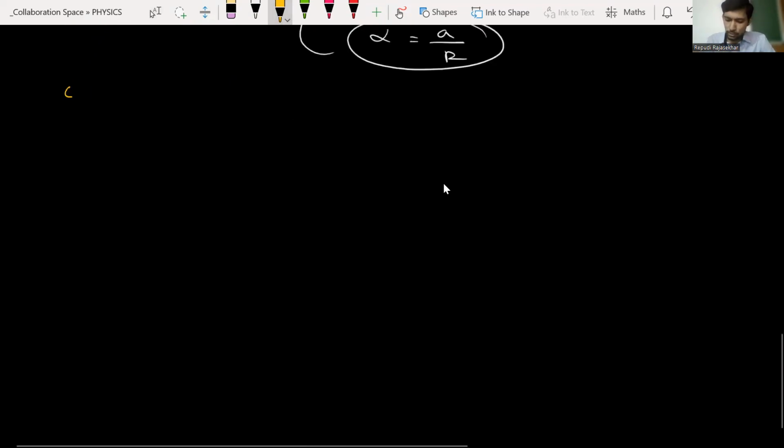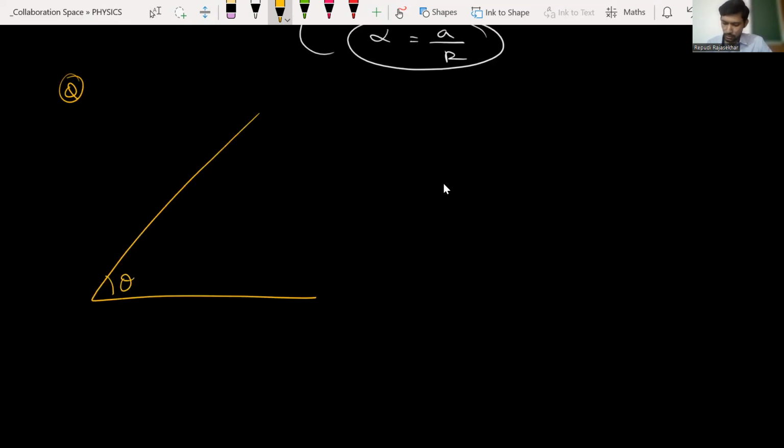Now, one last question I discussed based on this. There is an inclined plane given. The angle of inclination is theta, and a cylindrical object is given here like this. The object is tied with the help of a string like this. The mass is given as m and the radius of the cylindrical object is given as capital R. The surface is a rough surface, right? It is a rough surface.